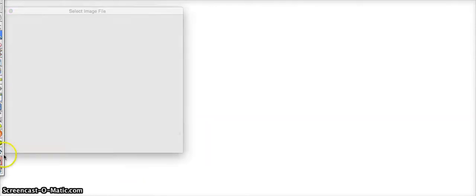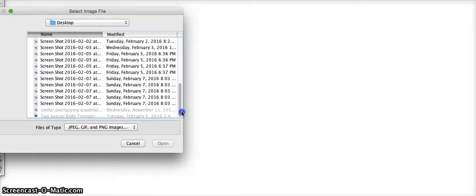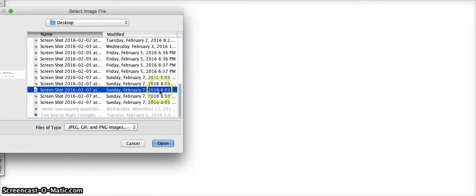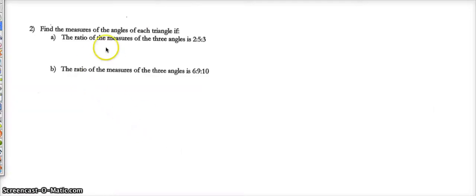I'm going to pull up some other stuff here. I think this is the next one that we want. Yes, okay. These are fun. It says find the measures of the angles of a triangle if the ratio of the measures of the 3 angles is 2 to 5 to 3. What do you guys know about the angles of a triangle? That's right. The angles of a triangle add up to 180.